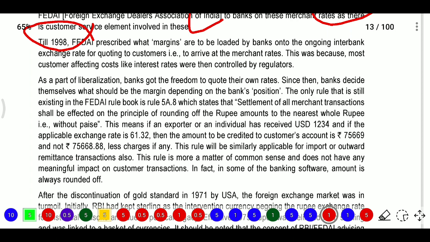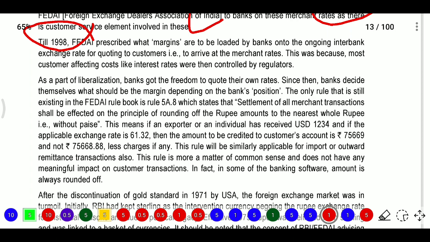So 68.5 or 66.5 is not allowable. We need to put it in rounded rupees. This means if an exporter or an individual has received USD 1234 and the applicable rate is 61.32, then the amount to be credited to the customer account is 75,669 but not 75,668.88. So we do not allow paise, only rounded figures will be taken.